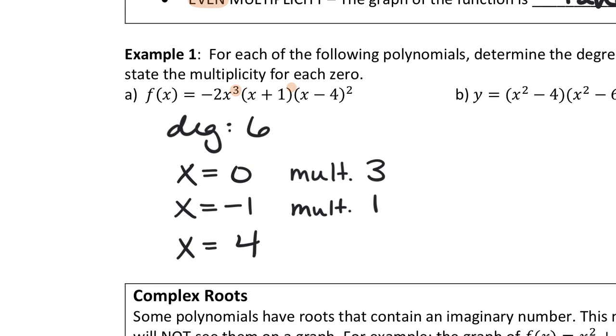What is the multiplicity of the factor x minus 4? 2. So at this point, here's some things I would know about this polynomial. I would know it's degree 6. It will have 6 zeros.